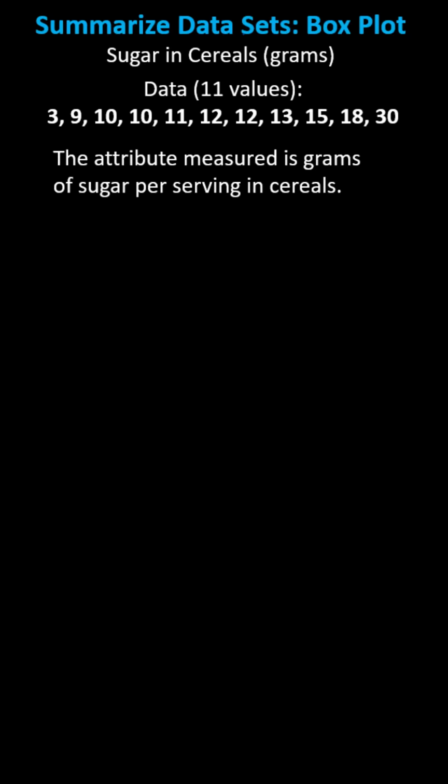Welcome to a lesson on how to create a box plot, sometimes referred to as a box and whisker plot. Here we're given data that represents the grams of sugar per serving in cereals. We have 11 data values: 3, 9, 10, 10, 11, 12, 12, 13, 15, 18, and 30.